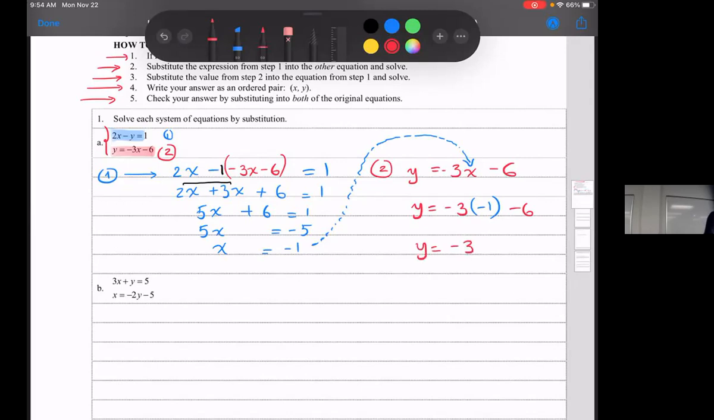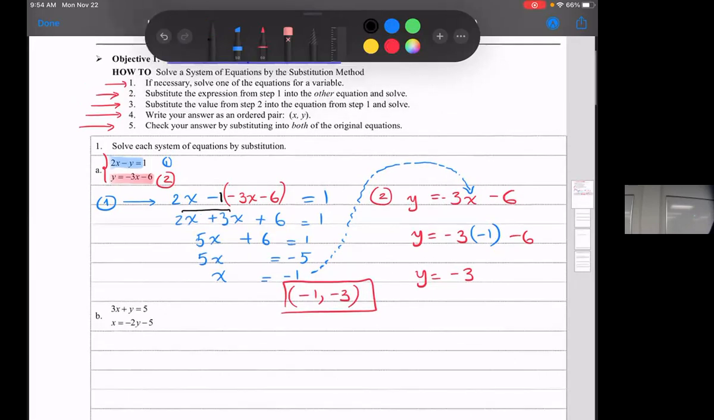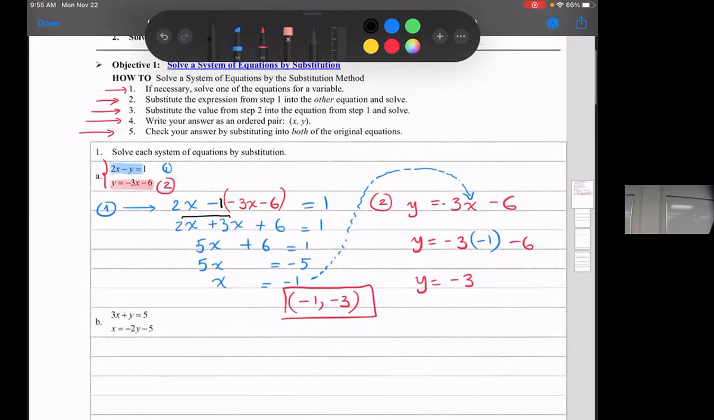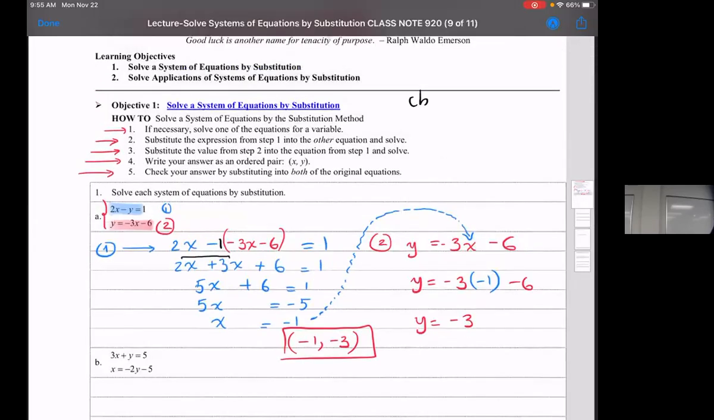So what's my final answer in ordered pair? Thank you, Emma. Negative 1, negative 3. Make sure it's in that order, x first and then y. Don't forget to check. I'm going to check this one for you. For the rest, you check on your own. How do I check if this is the solution? Yeah, you plug it into the original.